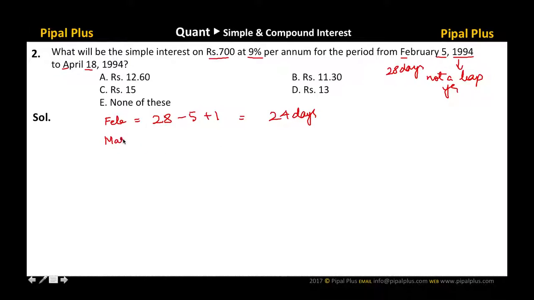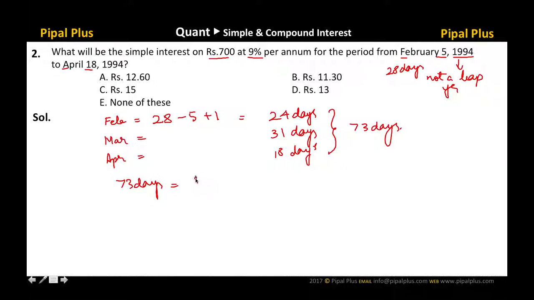Then March is going to have the complete 31 days, and April is going to have the complete 18 days, right? So when we add all of these up, we get 73 days. Now in terms of years, 73 days works out to 73 times 1 by 365 years, right? Which is 73 times 5 is 365. So we get a very clear 1/5 of the year for which this money is invested.